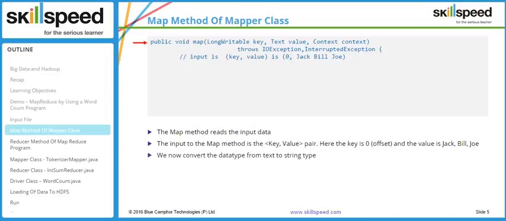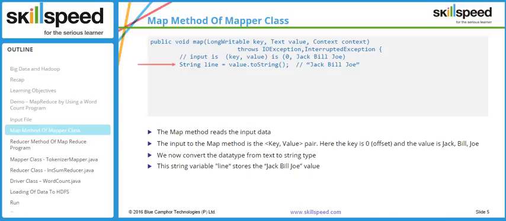Now we have to convert the textual value into a string type. The string variable line will store the Jack, Bill, Joe value. So we are declaring a new variable called line of string data type, and this is going to store the value Jack, Bill, Joe. You can see the code snippet for the same in arrow number 2.